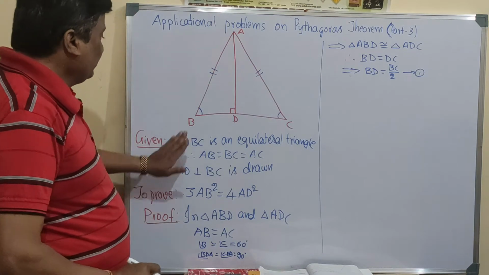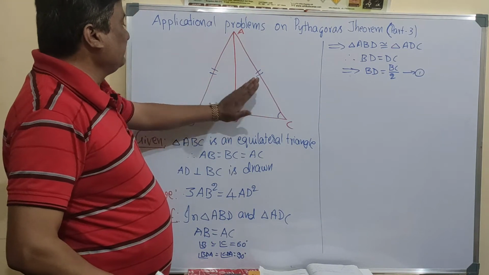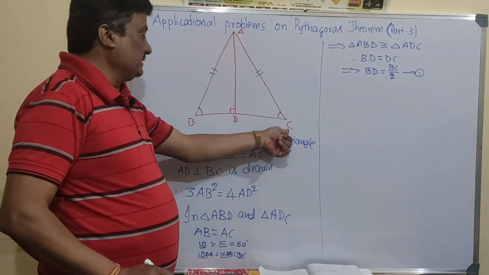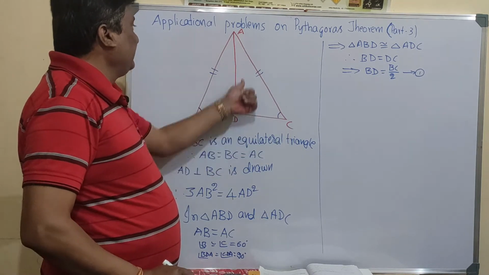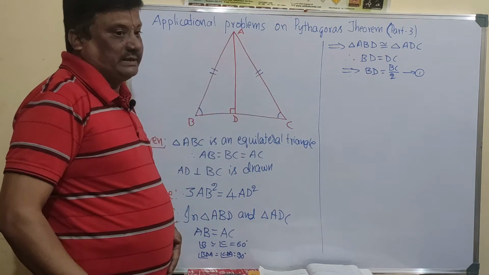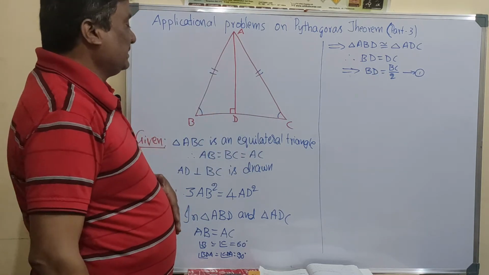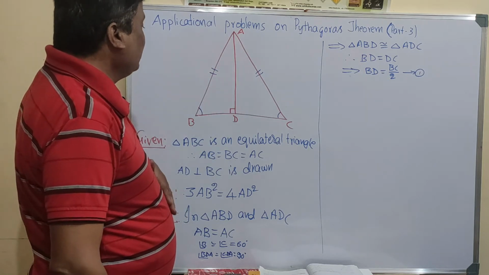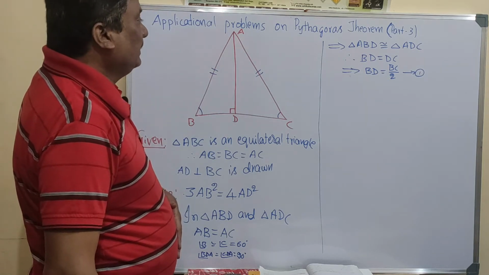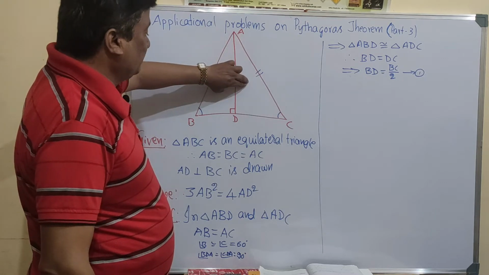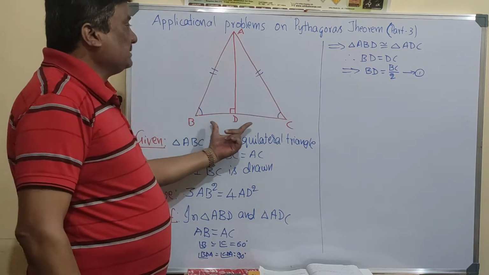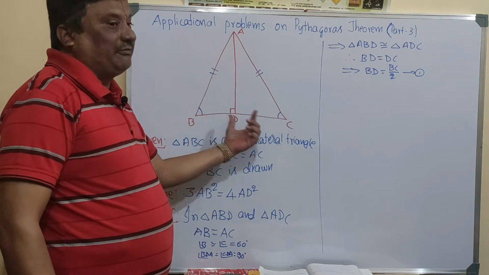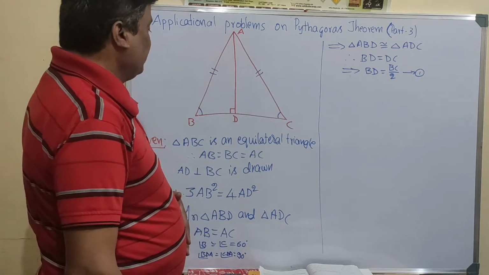I hope you have understood. We are comparing these two triangles in which AB is equal to AC, angle B is equal to angle C, each 60 degrees, and angle BDA is equal to angle CDA, each equal to 90 degrees. Therefore, triangle ABD is congruent to triangle ADC. As these two are congruent, we can write BD is equal to DC, or BD is equal to half of BC, that is BC by 2.